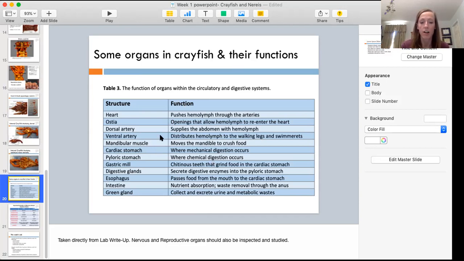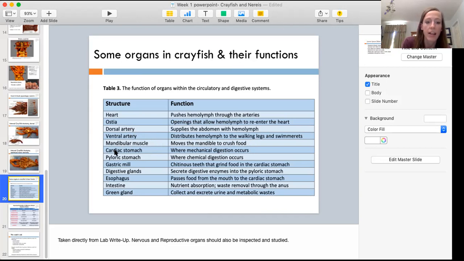All right, so this is a compilation of the function of organs that we talked about in the crayfish. So the heart, of course, pushes that hemolymph through the blood vessels. There's a dorsal and a ventral artery that you should be able to find. Again, one's on the dorsal side, one's on the ventral side. They supply the dorsal and ventral parts of the body with oxygenated hemolymph. And then the mandibular muscle is a muscle that moves the mandible in order to allow the mandible to crush food.